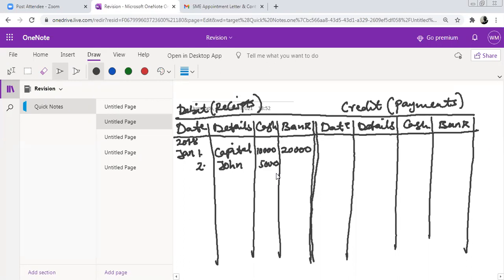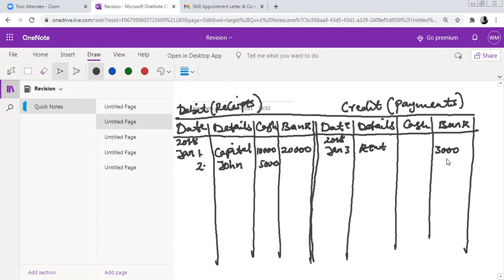On that, paid rent, 3,000. Paid rent, that is a payment. So you come here and you say 2018, January 3, we paid rent. So here you write where the money is going. And this rent was paid by check. So we record it on the bank column, 3,000 like that.